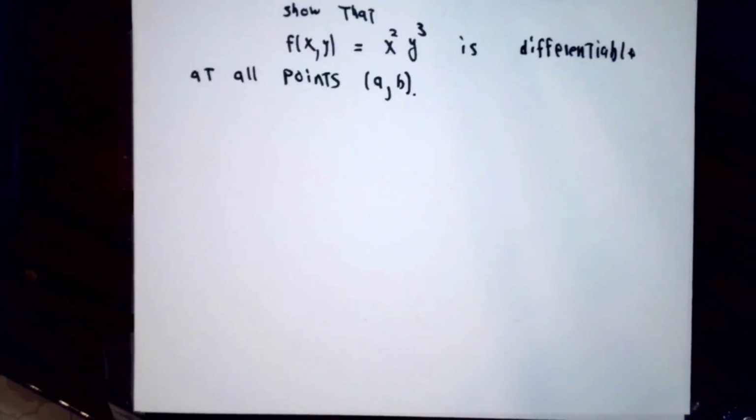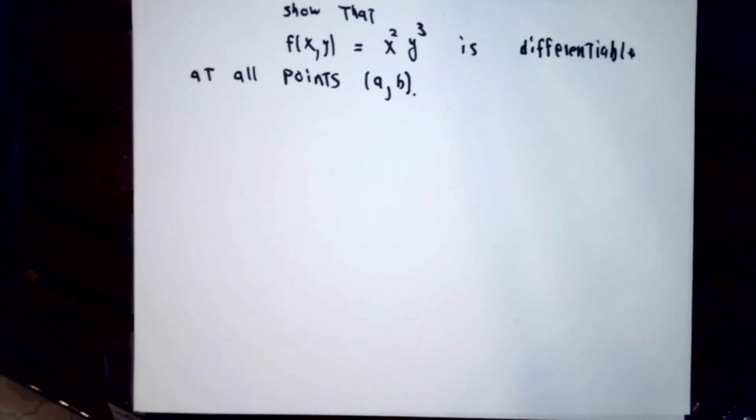Working directly with the definition is extremely tedious. Very soon we'll have a way to tell in many cases whether or not a function is differentiable without going through the tedious pain of the definition, but I feel like we should do at least one. So I want to show that this function, f of x and y equals x squared y cubed, is differentiable at all points by using this definition that we've got.